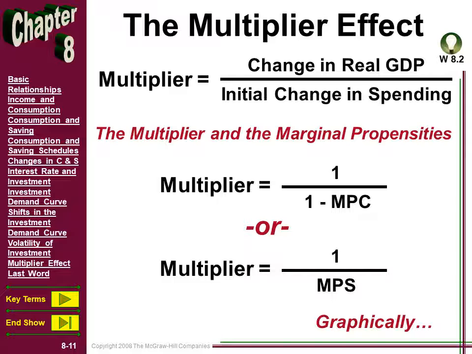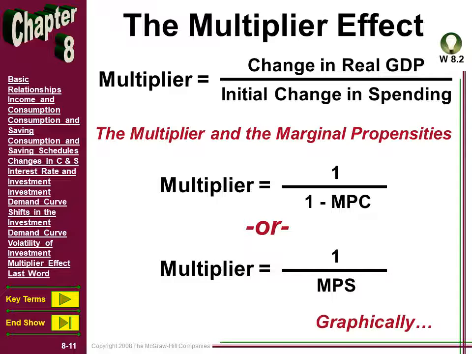Economists refer to this idea of an initial change in spending having a much larger change in economic activity as the multiplier effect. So, what is the value, or how do we calculate how large the multiplier effect is? As mentioned earlier on the previous slide, we can use the marginal propensity to consume or the marginal propensity to save to calculate the value of the multiplier. Theoretically, if we know the marginal propensity to consume, or the value of the marginal propensity to save, we can calculate the value of the multiplier.